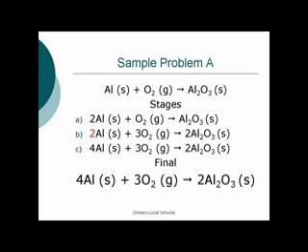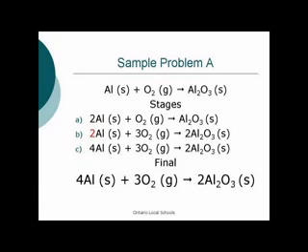Now, when I do this, I can go to my oxygen, and as I look at my oxygen, I have 2 oxygens on the left in the O2 and 3 oxygens on the right in the Al2O3. In order to fix that, when you have 3 on one side and 2 on the other, it's good to take them both to the least common multiple, which would be 6. So I'm going to put a 3 in front of the O2 to get 6 oxygens on the reactant side, and a 2 in front of the Al2O3, which would give me 6 oxygens on the product side.